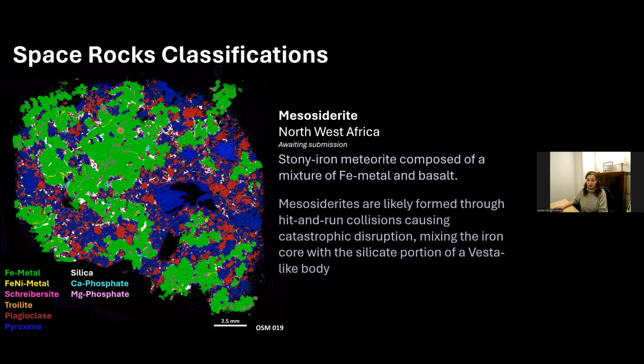These are most likely hit and run collisions, where you've got two bodies that are grazing against each other and scooping parts up. But this is a really nice example. And what's come out recently in literature is that this basaltic material that you find in mesosiderite is not anything like the basalts that we find on large asteroids.